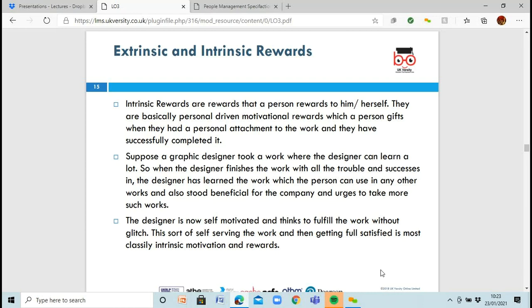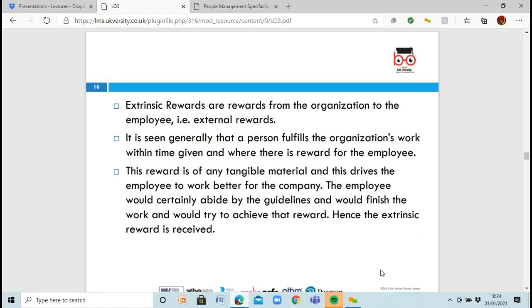So what they've done is they've gone through a process, they've gone through the trouble of designing a particular thing, and now they've gained the knowledge that they can apply to other jobs. So the designer is self-motivated, and they want to fulfill the work without any problems. So this is self-serving, and when they're finished, they're getting full satisfaction, and this is classically intrinsic motivation and rewards. It's that satisfaction you feel, that happiness you feel when you've completed something that's very difficult.